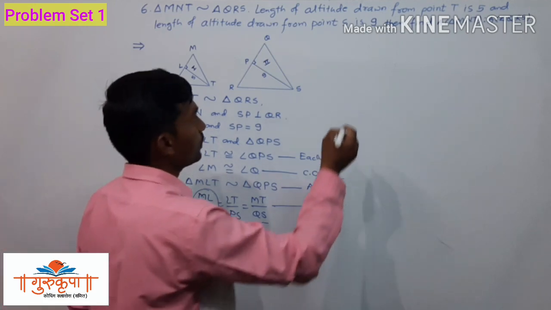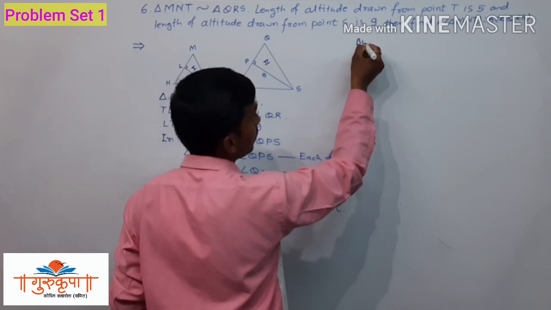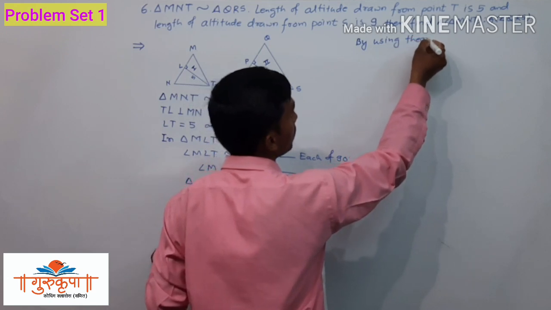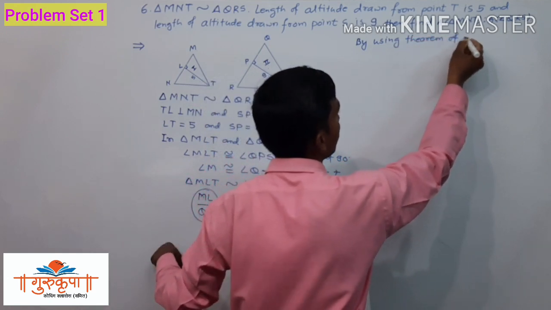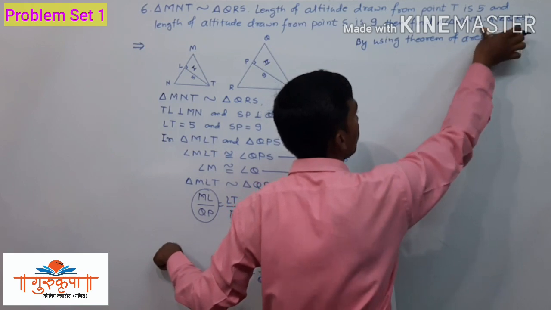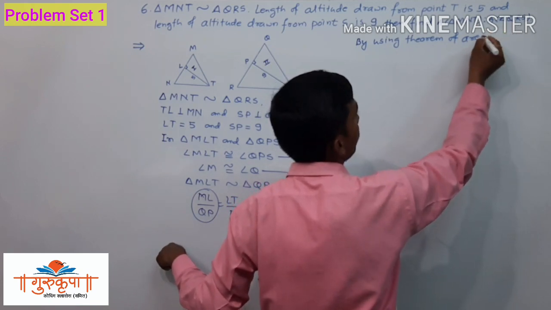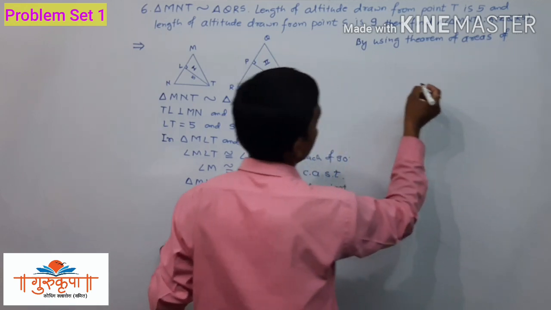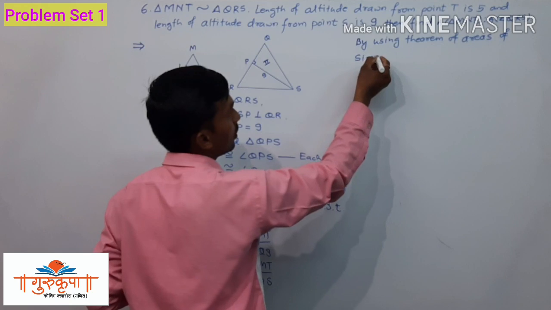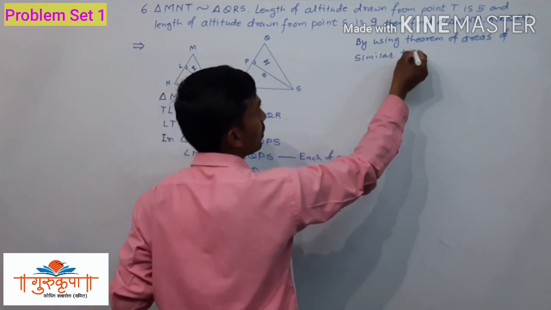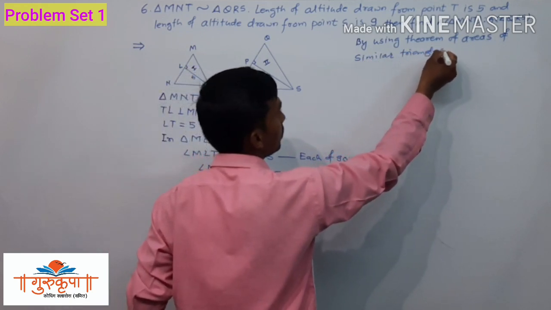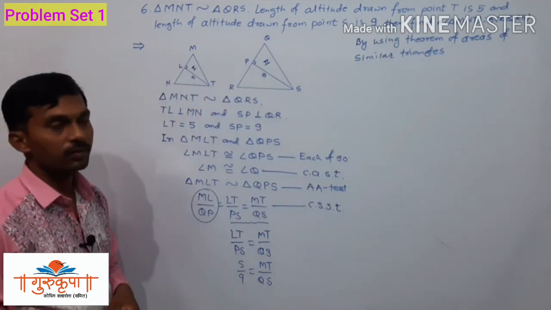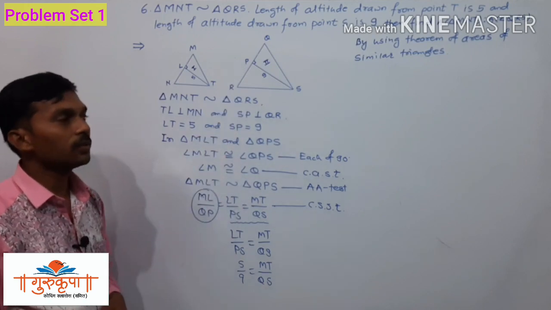Here we can write, by using the theorem of areas of similar triangles. Since both the triangles, triangle MNT and triangle QRS, are similar to each other, that is given information, we have to use the theorem of areas of similar triangles.